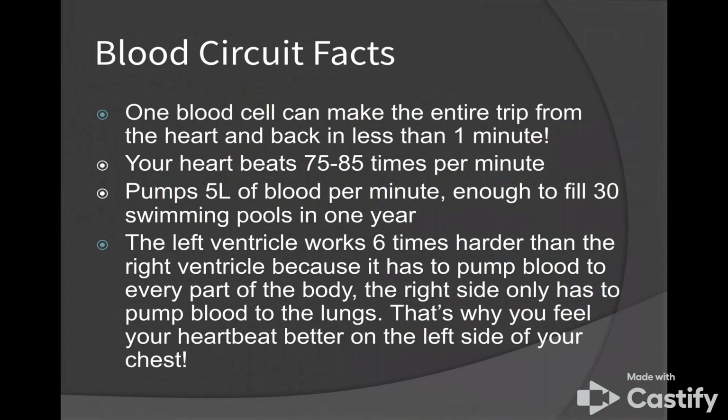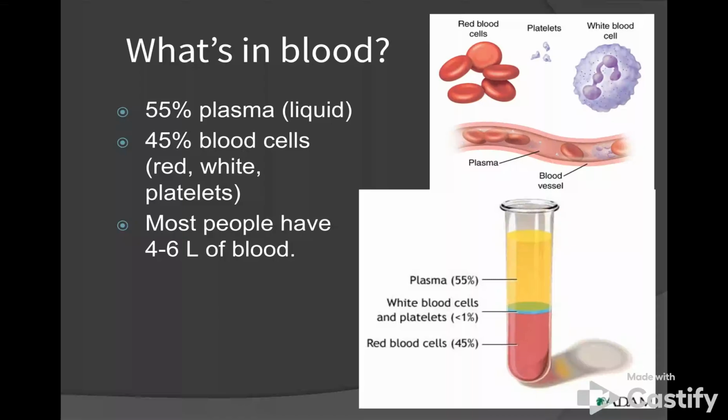That's pretty darn fast. Your heart beats between 75 to 85 times a minute. That's at rest. If you're active, it's going to be a lot more than that. It pumps about 5 liters of blood per minute, enough to fill 30 swimming pools in 1 year. The left ventricle works 6 times harder than the right ventricle because it has to pump blood to every part of your body. The right side only has to go to your lungs. That's why we feel it better on the left side of our chest, even though it's in the middle.